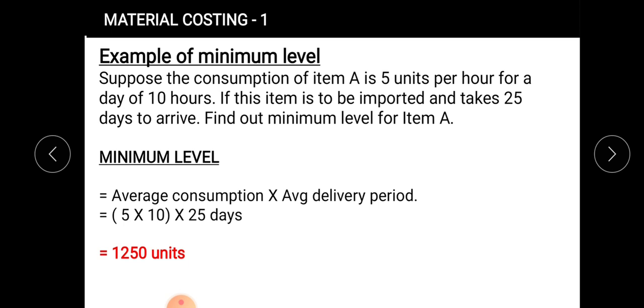So what have we studied till now? Ordering level, we studied maximum level, we studied minimum level. So you need to calculate the consumption. What is consumption per day? How many units are we using?